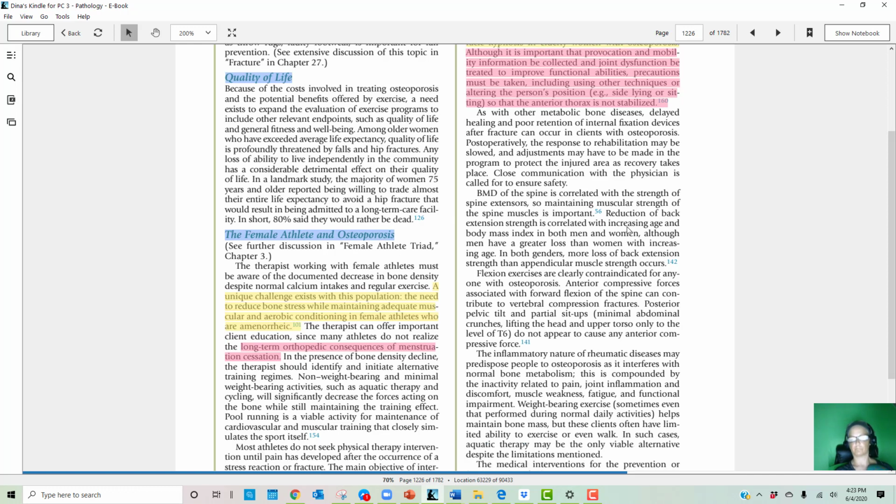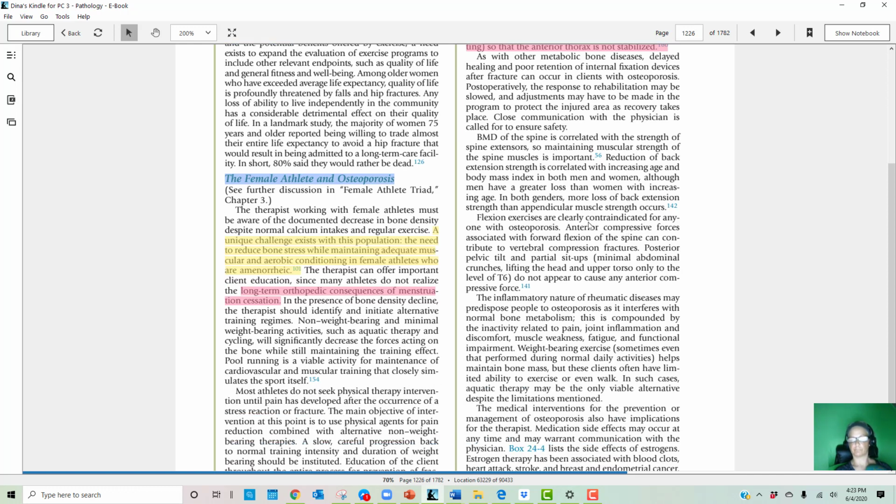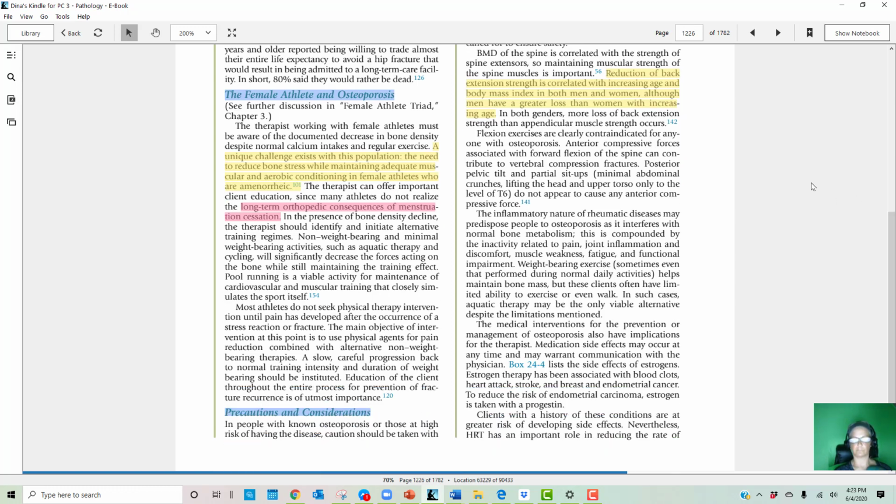BMD of the spine is correlated with the strength of spine extensors, so maintaining muscular strength of the spine muscles is important. Reduction of back extension strength is correlated with increasing age and body mass index in both men and women. Although men have a greater loss than women with increasing age, in both genders, more loss of back extension strength than appendicular muscle strength occurs.